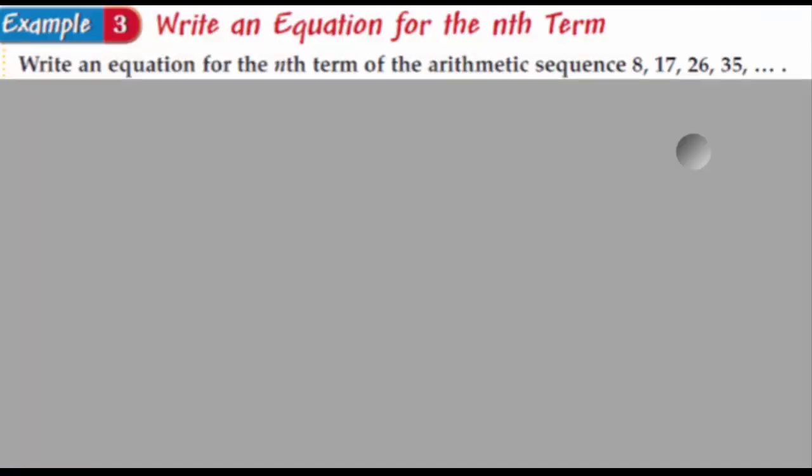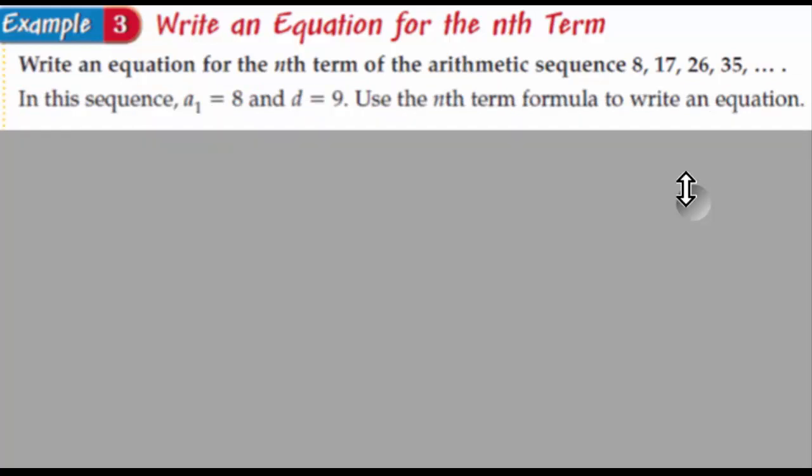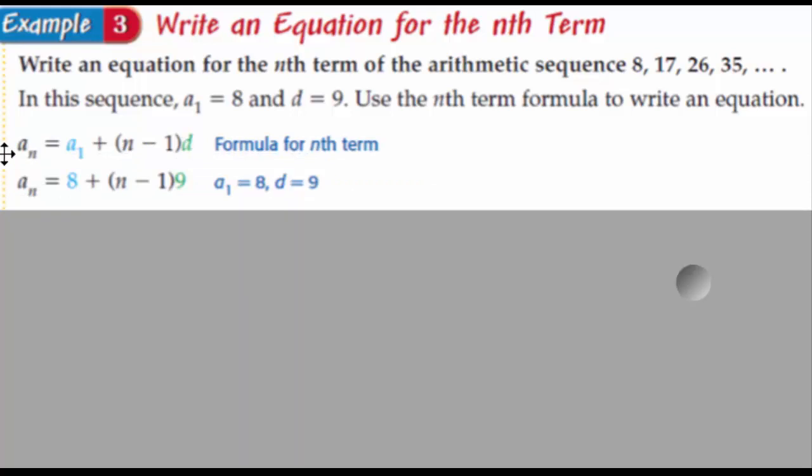Alright, so here we need to write an equation to represent this sequence. So we have to find all those missing pieces for our formula. So I'm going to go through with using the first formula and explain it. So notice here our first term, a sub 1 is 8, and our common difference is 9 because that's what we're adding by each time. So all we need to do is plug those into our formula here.